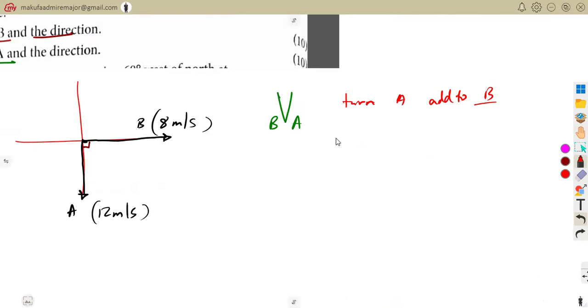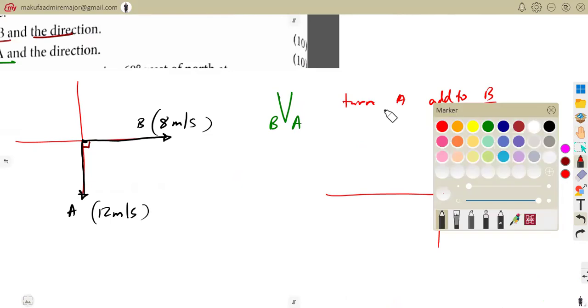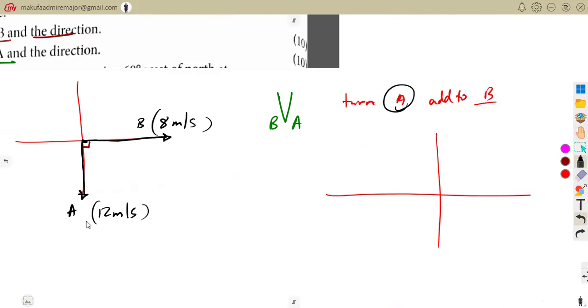All right, so if we are to turn A here, what is going to happen? This is where A is, it's going to be on the north side. On the north side, exactly. So we're going to have A this side, at 12 meters per second. B is not affected in this condition, so B is going to remain where it was originally on the diagram. Yes, sir. Then that is what we are going to have.